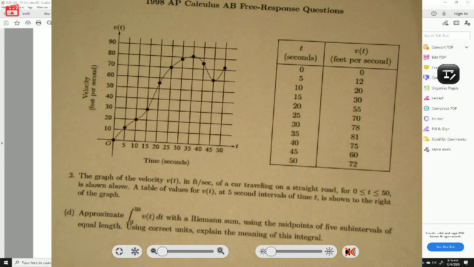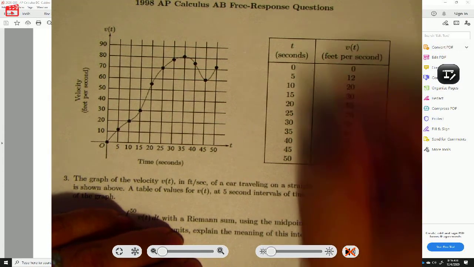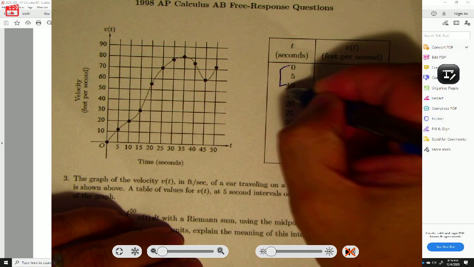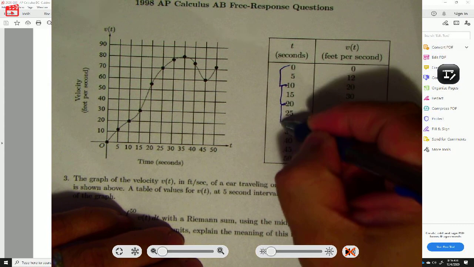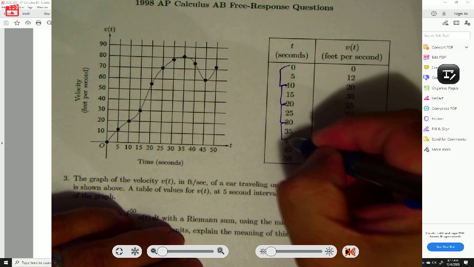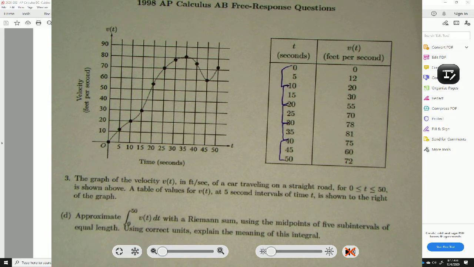Then you might think, that looks like more than 5. Well, it is more than 5 points, but I'm using midpoints. Since I'm using midpoints, that's one interval, that's another interval, and 3, 4, 5. So in fact, they gave us enough points so that we can use 5 subintervals.